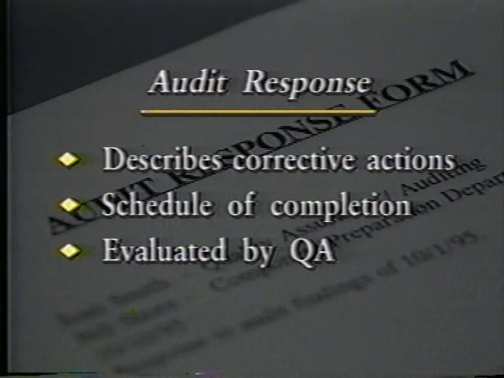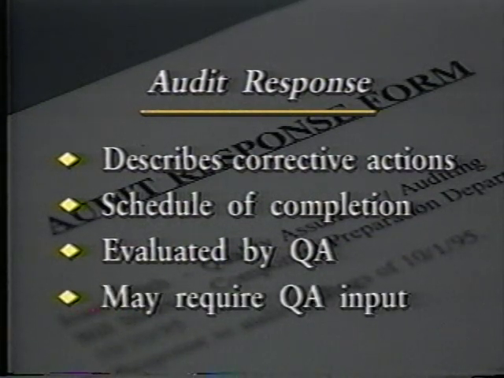In cases where the corrective action does not seem appropriate, the auditor and a member of QA management should meet with the auditee to develop an acceptable plan. The QA unit will have the final authority and responsibility to ensure that appropriate corrective actions are implemented.